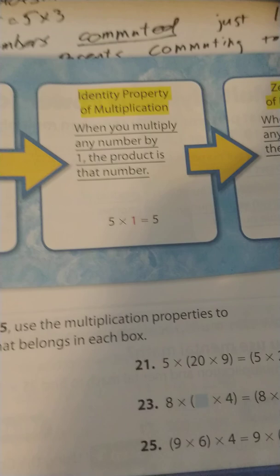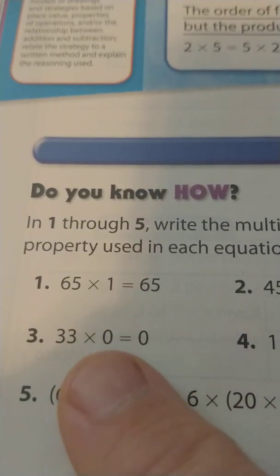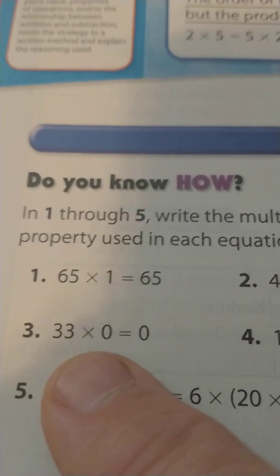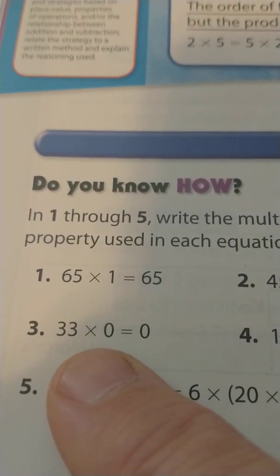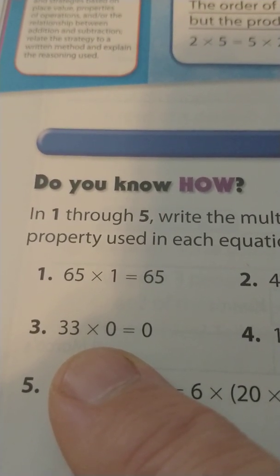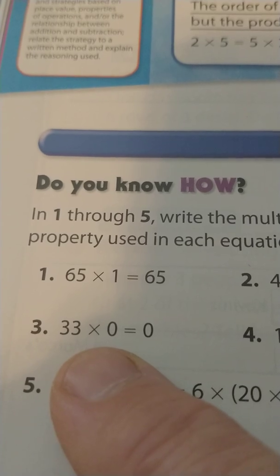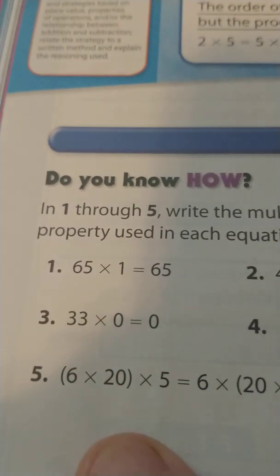Remember, anything times 1 equals that exact same number. So here's the 65, they multiplied it by 1, it equals 65. Here they took a number, they multiplied it by 0, and it equals 0. Well, that is the 0 property. Any number times 0 equals 0.